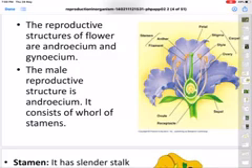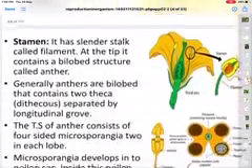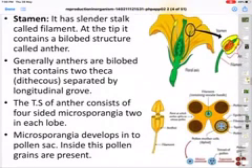The male reproductive structure, androecium, consists of stamens, a whorl of stamens, and each stamen has got an anther, a small bag-like structure, and a filament. So you can see this in the vertical section of the flower. A stamen has a slender stalk called filament. At the tip, it contains a bilobed structure. So the anther is a bilobed structure, as you are able to see in this picture.